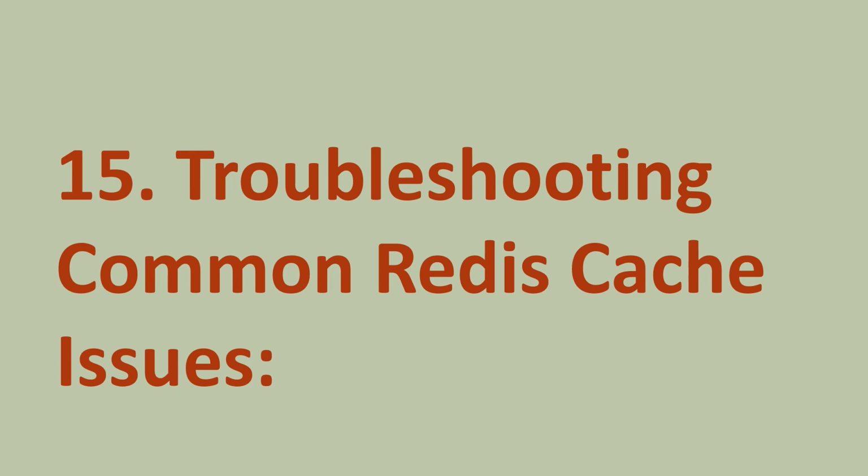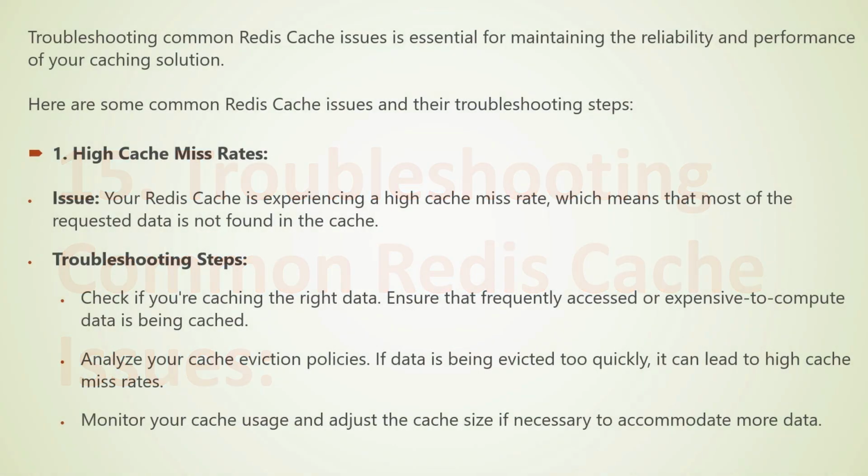15. Troubleshooting common Redis cache issues. Troubleshooting common Redis cache issues is essential for maintaining the reliability and performance of your caching solution. Here are some common Redis cache issues and their troubleshooting steps. 1. High cache miss rates. Issue: your Redis cache is experiencing a high cache miss rate, which means that most of the requested data is not found in the cache.